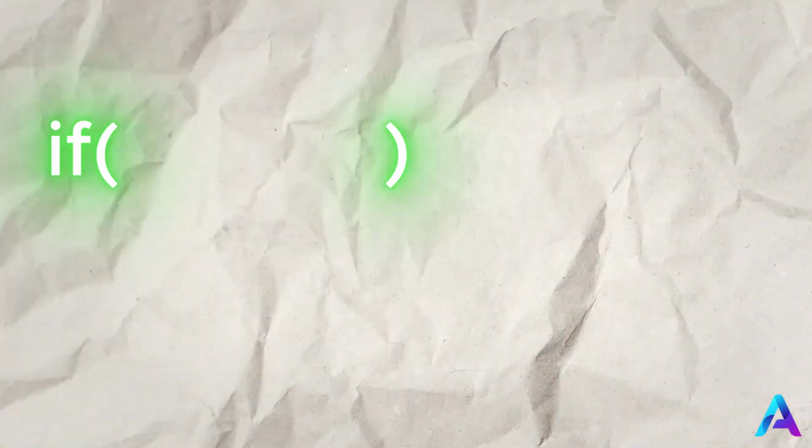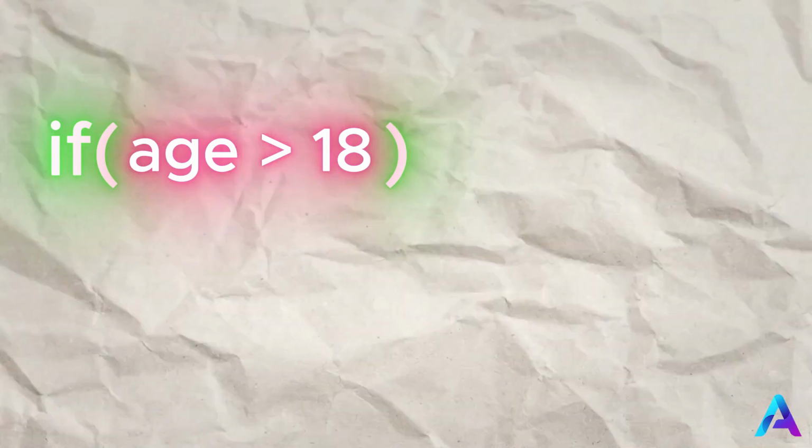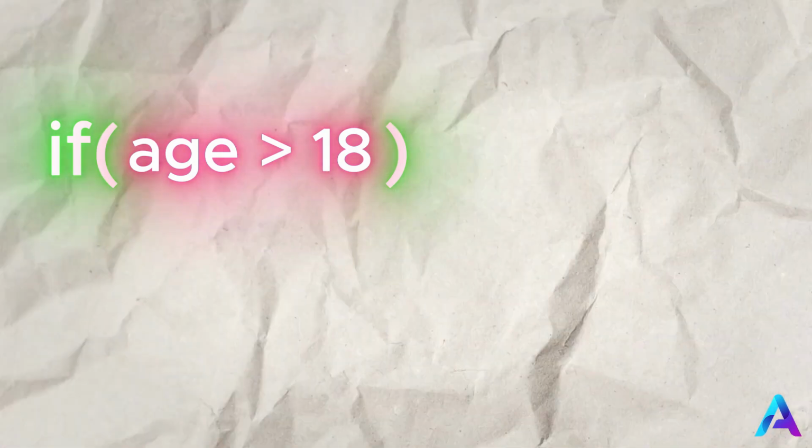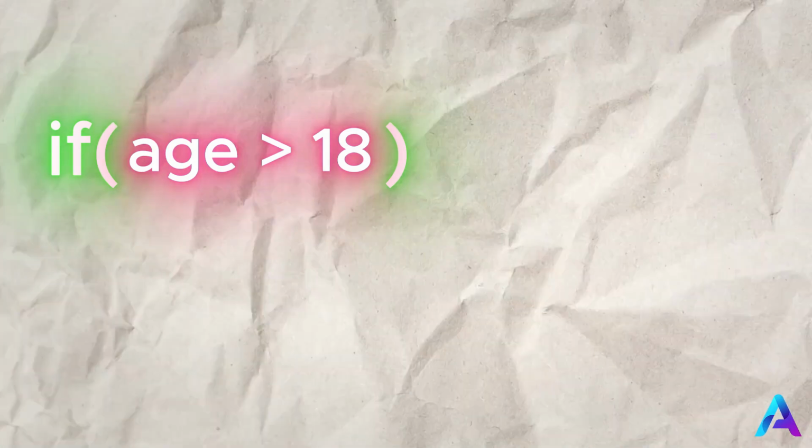If means we want to make a condition. Between these parentheses, we write our condition. Here our condition was the age should be above 18. This is the greater than operator. I will explain all the operators in a few minutes. But for here, just keep in mind the left one should be greater than the right one.